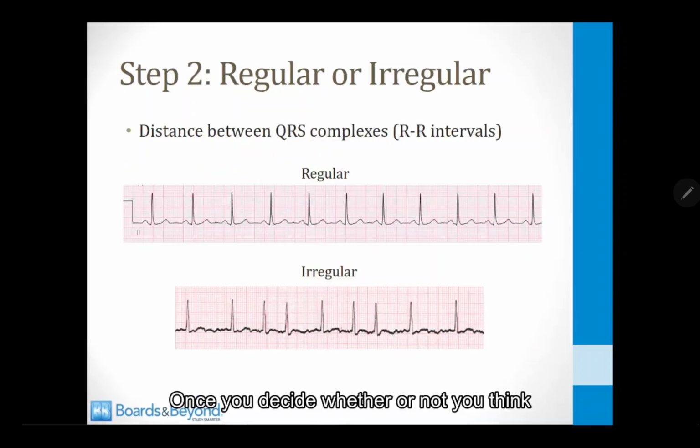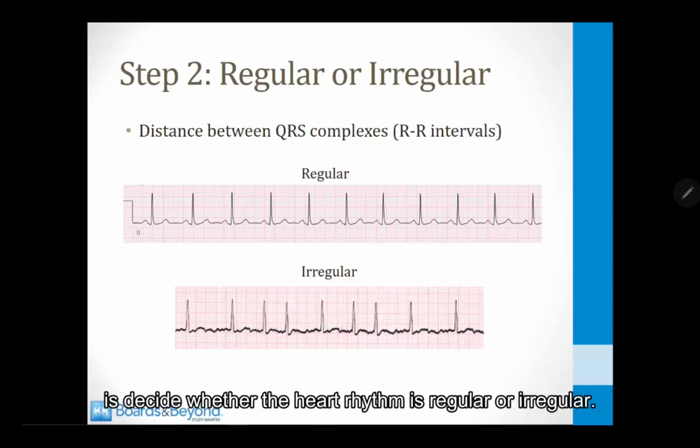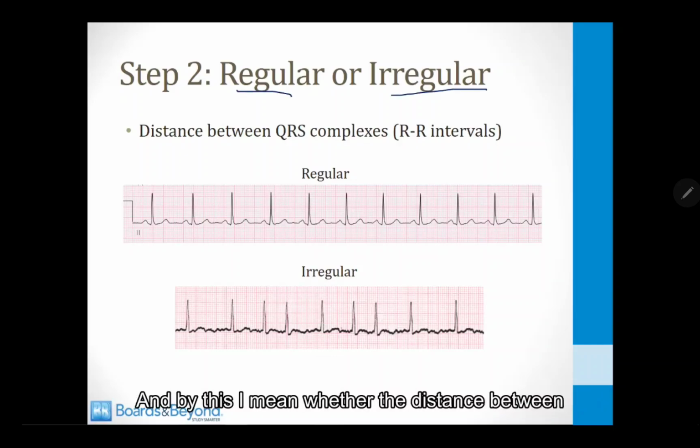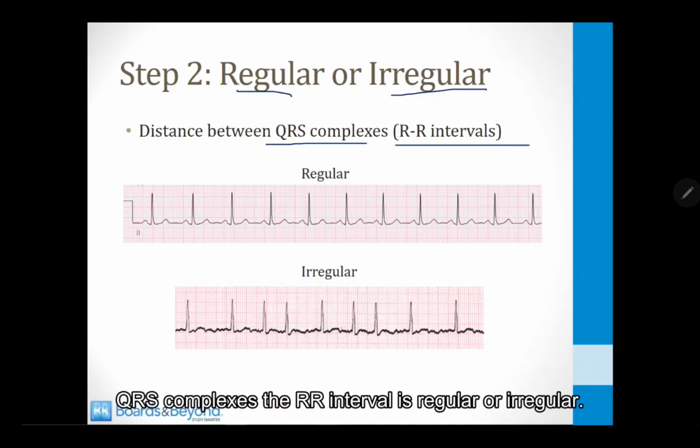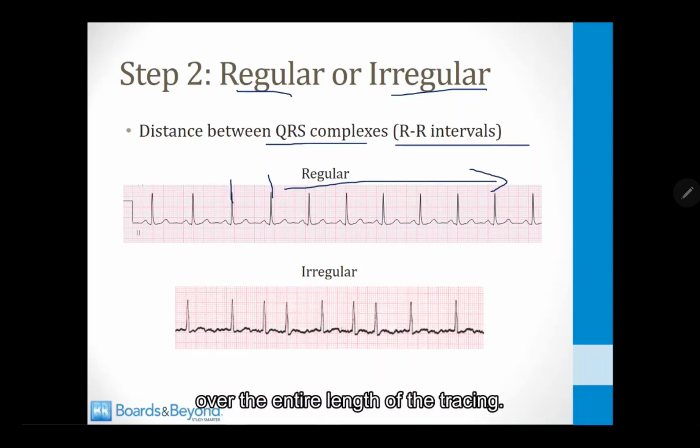Once you decide whether or not you think there are P waves on an ECG, the next thing you want to do is decide whether the heart rhythm is regular or irregular. And by this I mean whether the distance between QRS complexes, the RR interval, is regular or irregular. So at the top of the screen is a tracing from a patient with sinus rhythm, and you can see that the space between the QRS complexes is constant over the entire length of the tracing.